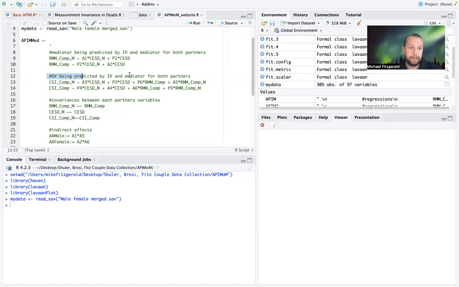Then we're going to build on that by adding in a third variable, which will be relationship quality. For relationship quality, we're using the couple satisfaction index, and then underscore comp to indicate, again, a mean or a sum score, then underscore M to indicate male. And this is actually going to be our dependent variable. Relationship mindfulness will be our mediator, and depression will be our independent variable.